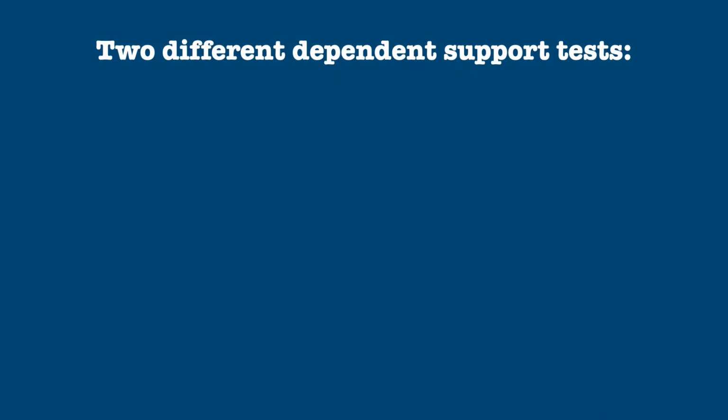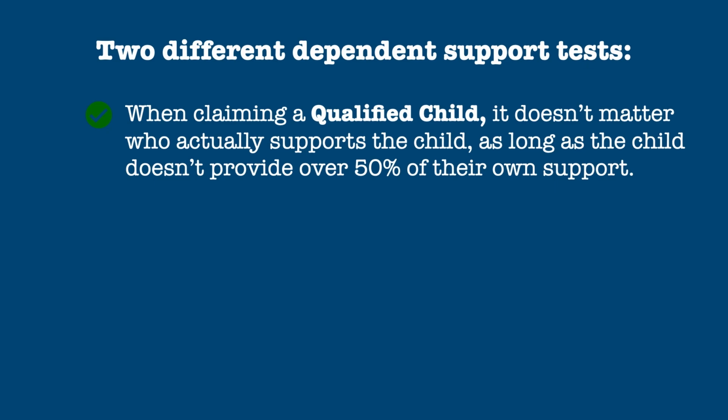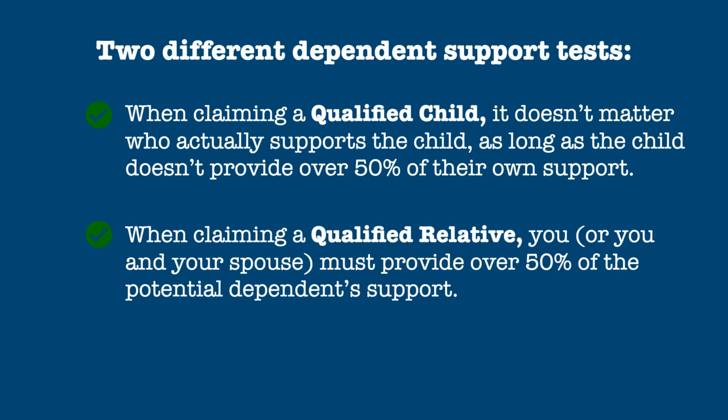There are two different support tests when it comes to qualifying a dependent. For someone claiming a qualifying child, it doesn't matter who actually supports the child, as long as the child doesn't provide over 50% of their own support. For a person claiming a qualifying relative, you and your spouse must provide over 50% of the potential dependent's support.